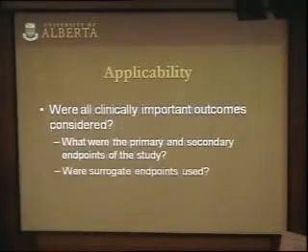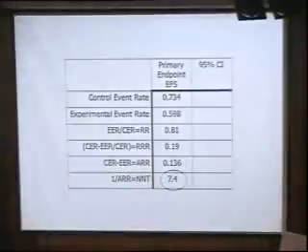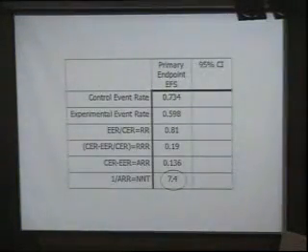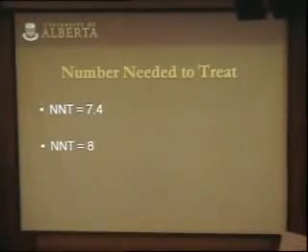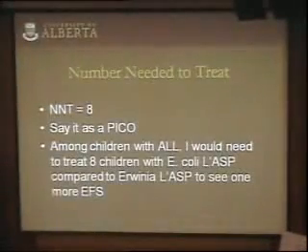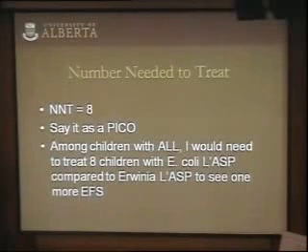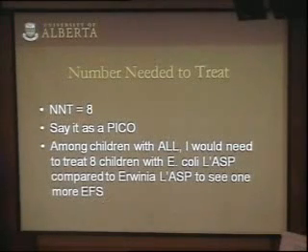So we talked about that. As I mentioned, we round that up to 8. And again, here is probably better than when I try to use my tongue to say things. Among children with ALL, I would need to treat 8 children with E. coli L-asparaginase compared to Erwinia to see 1 more event-free survival.